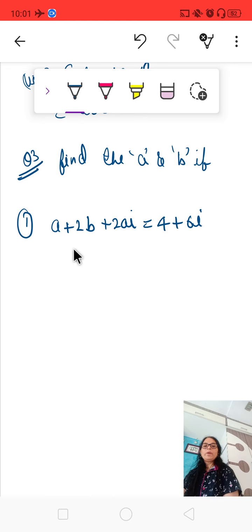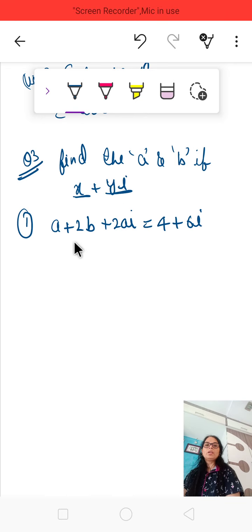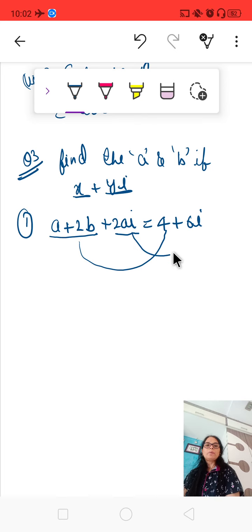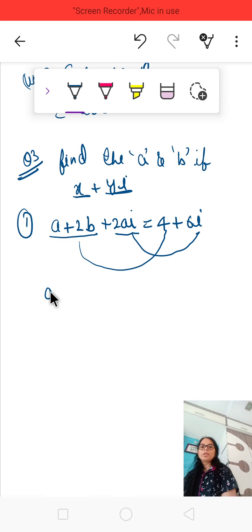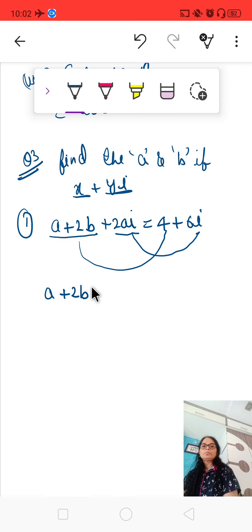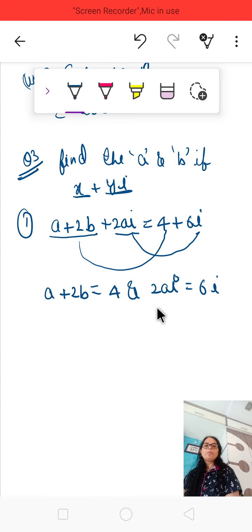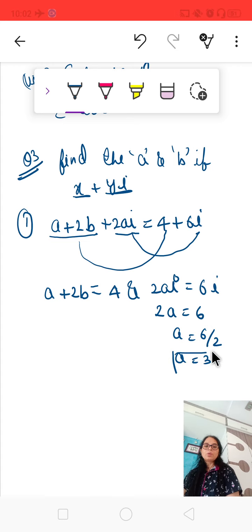Now, comparing the real and imaginary parts, you know that x plus yi, this is the real part and this is the imaginary part. Similarly here, this is the real part and this is the imaginary part. So real part will get compared with the real part and imaginary part with the imaginary part. So you will get a plus 2b equal to 4 and 2ai equal to 6i. While comparing, I will get 2a is equal to 6, a is equal to 6 upon 2, a is equal to 3. So I got the value of a.